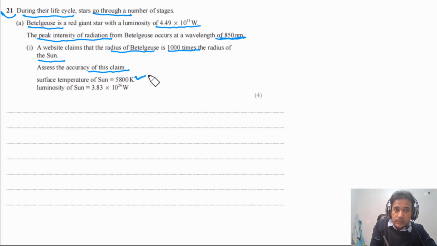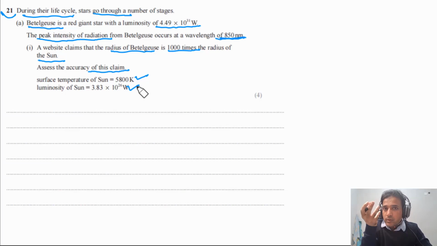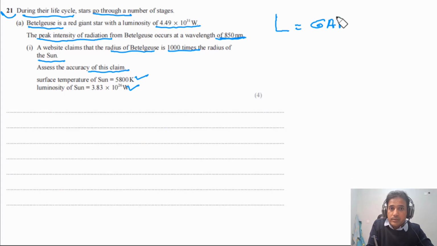So the surface temperature of the Sun is given to us, and the luminosity of the Sun is also given to us. For this question we have to compare the radius, and for that we need the Stefan-Boltzmann law. This means luminosity is equal to sigma A T to the power of 4. So radius is involved, so you have to use the Stefan-Boltzmann law. In this case, the surface area of the star is 4 pi r squared, times T to the power of 4, where r is the radius of the star.